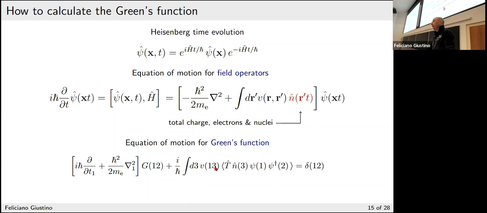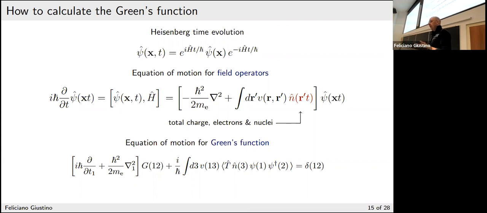1, 2, 3 basically represent position and time 1, position and time 2, position and time 3, just to not write a kilometric equation. The challenge really is in this term. This term contains a density, a field operator and another field operator. The electron density, if you remember the expression I gave you earlier, had 2 field operators inside it. So this is really an expression with 4 field operators, right? That's the source of all evil in electronic structure again.